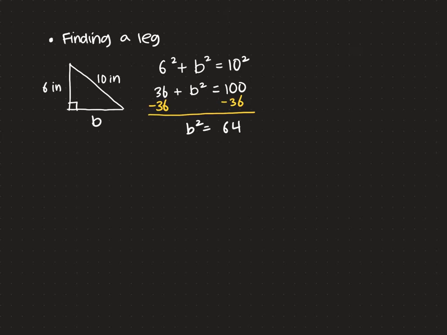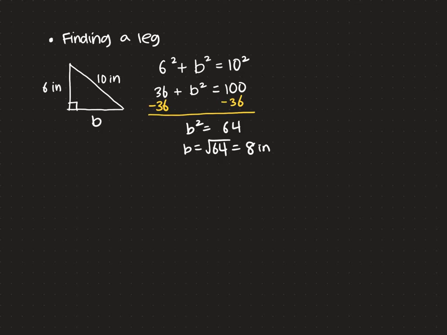And I have to find out what B squared would make 64. So I put B equals the square root of 64, which is going to be 8 in this case. So I can find out one of the missing legs as soon as I know the other leg and subtract it from the square root of the hypotenuse.